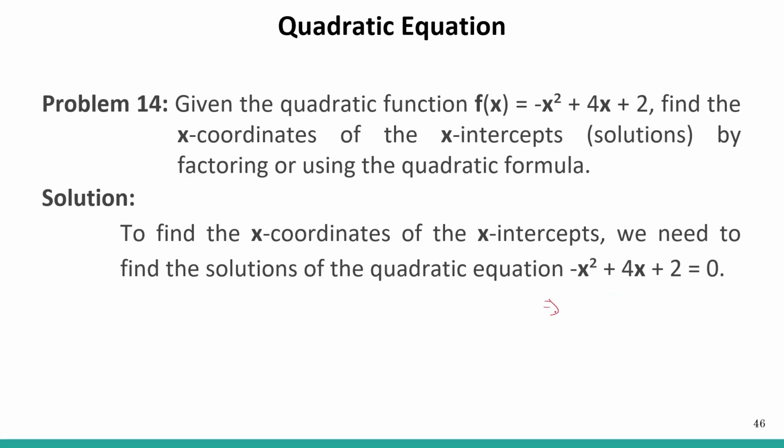So this implies that x is equal to minus b, that is minus 4, plus or minus root over of this will be 16 minus 4 into 2 into minus 1, by 2 into minus 1. So this is equal to minus 4 plus or minus square root of 16 plus 8, that is equal to 24, whole by minus 2.